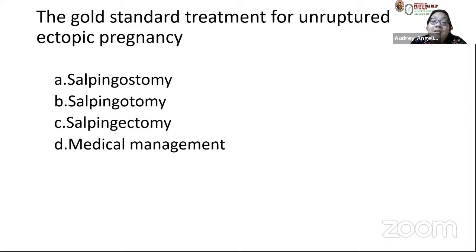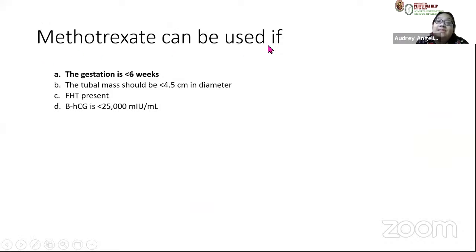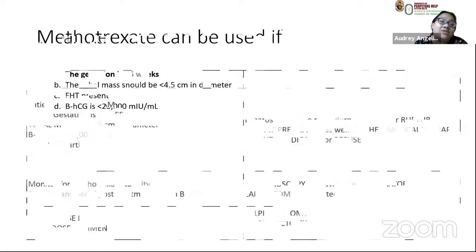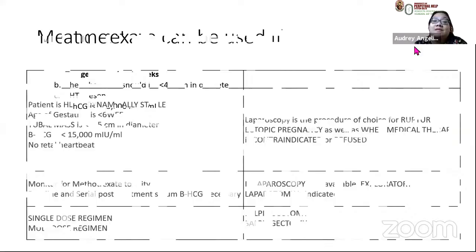Your medical management would have criteria for us to be able to say that it is eligible for medical management. But for unruptured ectopic pregnancy, you do your salpingostomy. Okay. So, methotrexate can be used if the gestation is less than 6 weeks. So for you to be able to answer these treatment questions, you have to familiarize yourselves.